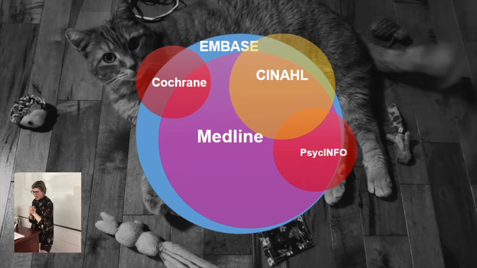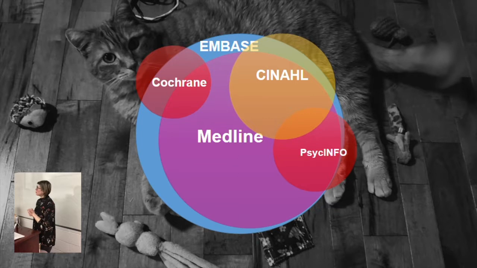Okay. And so Medline does include literature published from the 1950s to the present, has citations from over 5,200 different journals from around the world, and has over 40 languages included within the database.